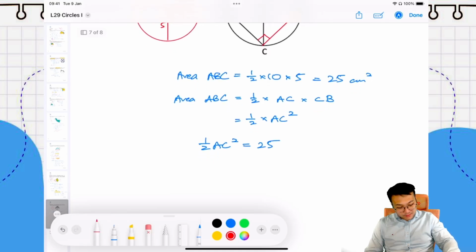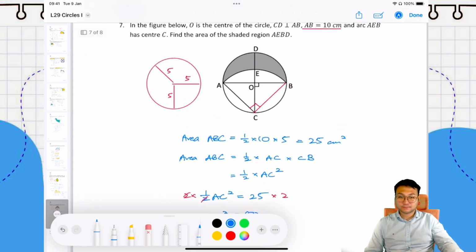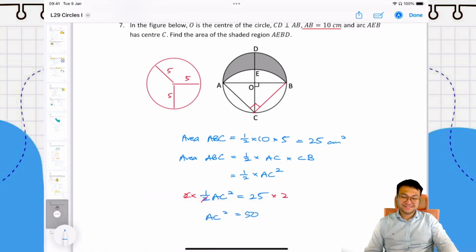So if you multiply by 2 on both sides, to get rid of this half, you'll end up with AC squared equals 50. That means AC, never mind. Let's just leave it here. AC squared equals 50. Any questions so far? Anyone have any questions?